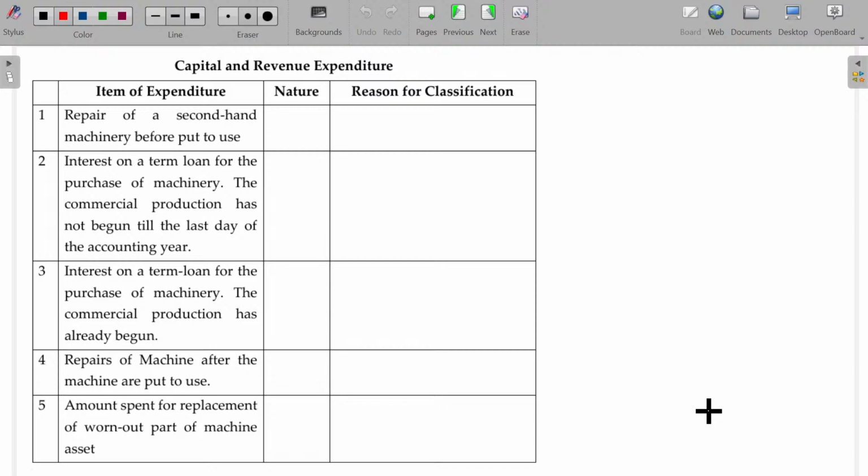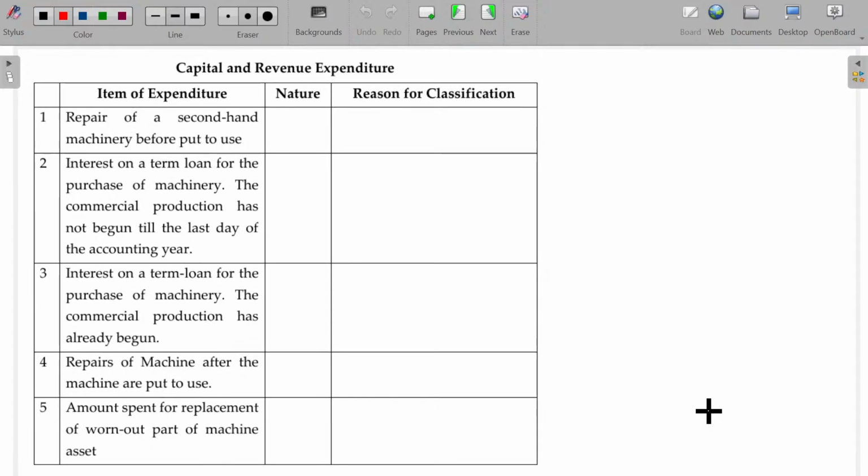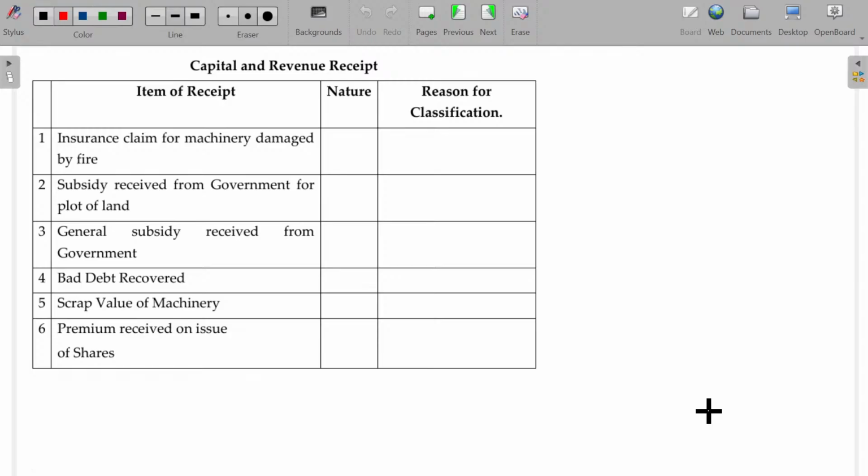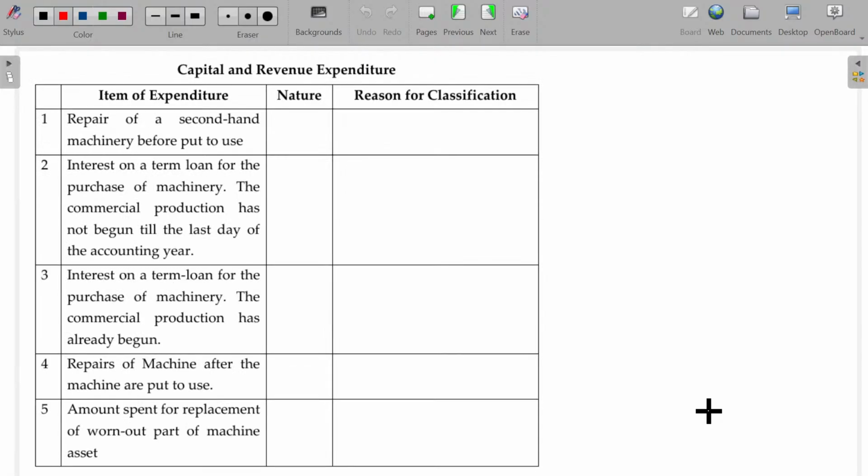Okay, now I have referred to more than 20 years of question papers, and I summarized the questions from this topic and drafted them here. Almost 11 items are there in capital and revenue expenditure related. 6 items are there for the capital and revenue receipts. Once these things are over, this topic is completely over. Capital and revenue receipt topic is completely over. Okay, come on, tell me.